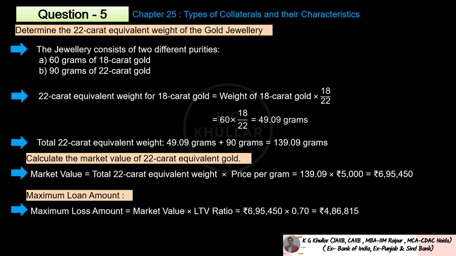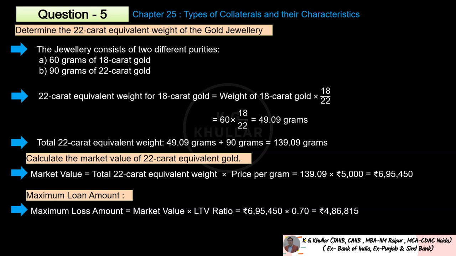Now friends, this is the total market value for the jewelry after converting to 22 karat gold equivalent, and this serves as the basis for calculating the loan amount. Lastly, we will calculate the maximum loan amount under the bank's internal policy. Now, as given in the question, the bank's internal policy mandates a maximum LTV ratio of 70% for loans against gold for business purposes, which is in fact stricter than RBI's maximum of 75% LTV.